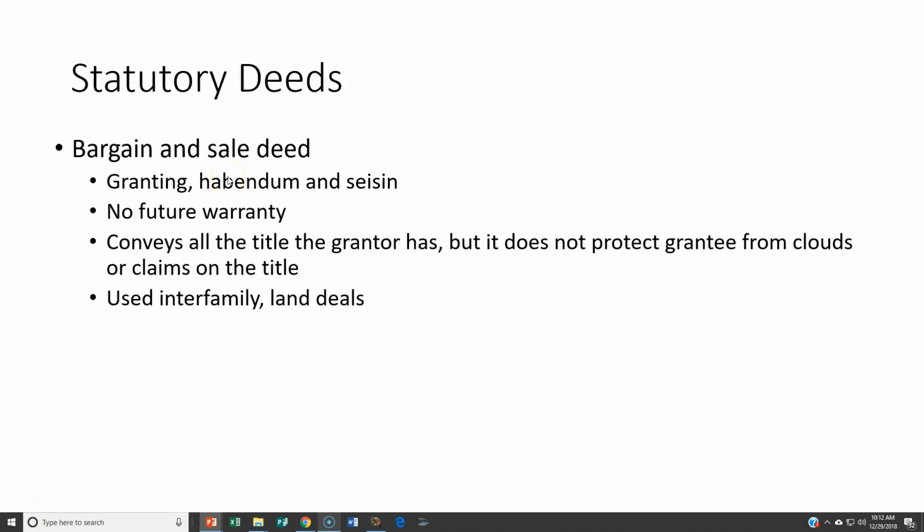Then we have a bargain and sale deed. Very straightforward. Listen, I'm selling you this property. I have the legal ability to sell it, and this is the type of ownership I'm handing over to you, but I don't promise anything in the future. I've no idea what happened in the past. And generally, I say it's used in family land deals where they don't want the whole kebab.